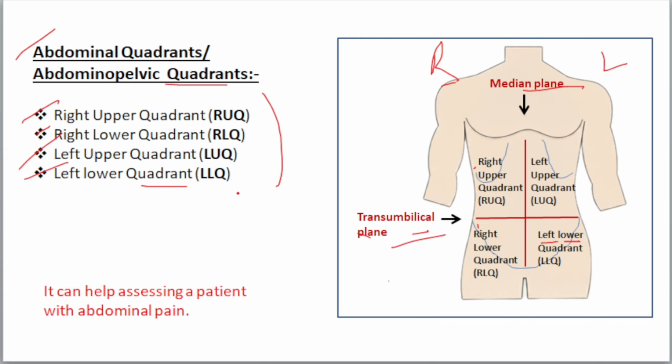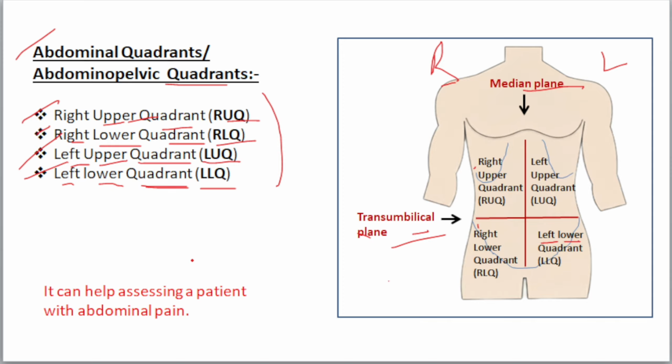So the right upper quadrant is also called RUQ, R for right, U for upper and Q for quadrant. And right lower quadrant is also called RLQ, R for right, L for lower, Q for quadrant. And then left upper quadrant is also called LUQ, L for left, U for upper, Q for quadrant. Then left lower quadrant is also called LLQ, L for left, L for lower and Q for quadrant.